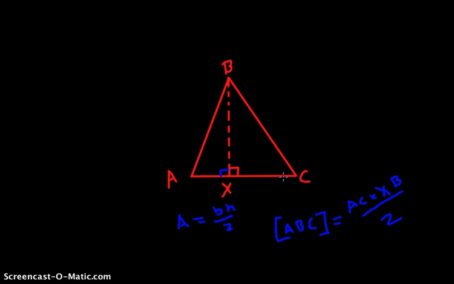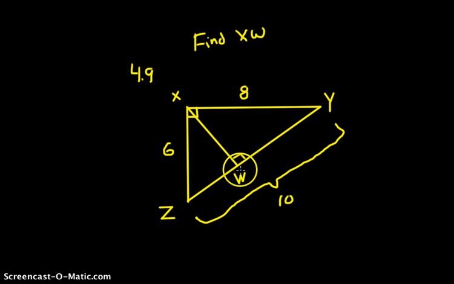That's very simple, and that's how you find the area of a triangle, and I'll go over that in a problem right now. So here's problem 4.9 from section 4.2. What they want us to do is find XW right here, which is the height of the triangle. If you're looking at it, this is the base. So we're going to find the area of this triangle right here, triangle XYZ.